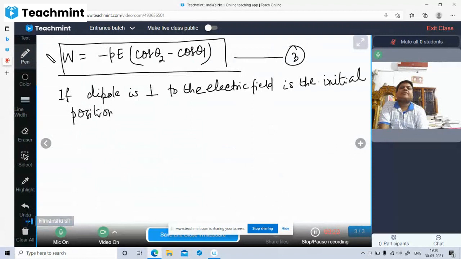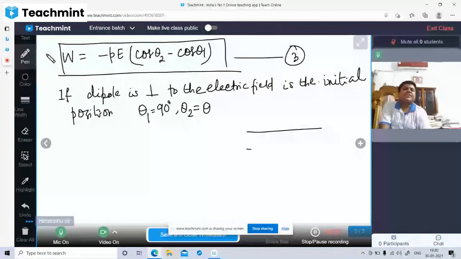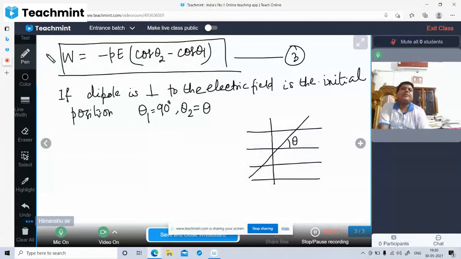What does it mean? Theta 1 is equal to 90 degrees and theta 2 is equal to random theta, any angle. So that means originally, the dipole is placed perpendicular to the electric field, and after the movement a theta will be made. So what is the amount of work done? That has to be calculated.